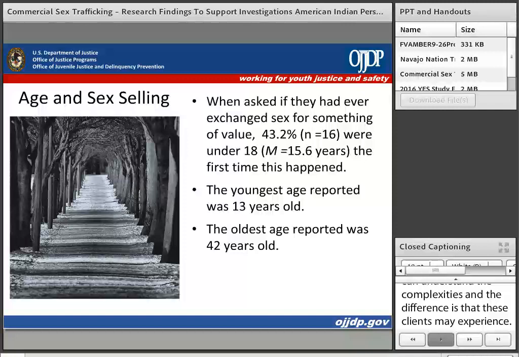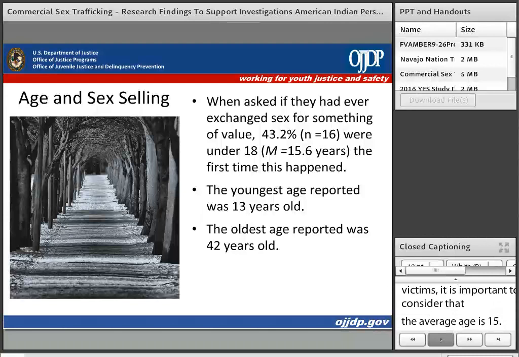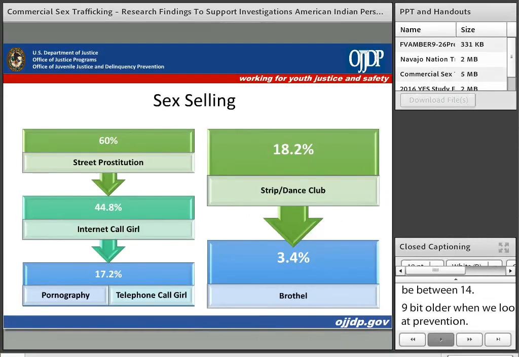So when they were asked if they had ever exchanged sex for something of value, 16 of them, so 43%, were under the age of 18 the first time they exchanged sex for something of value. So they were clearly identified as sex trafficking victims under the TVPA, but it is important to consider that the average age is 15.6, and in our community, our research consistently shows the age of sex trafficking as a minor to be between 14.8 and 14.9, so this seems a bit older, and I think that's something to consider when we target prevention and look at prevention interventions. The youngest age reported for a person who exchanged sex for something of value was 13, and the oldest was 42.